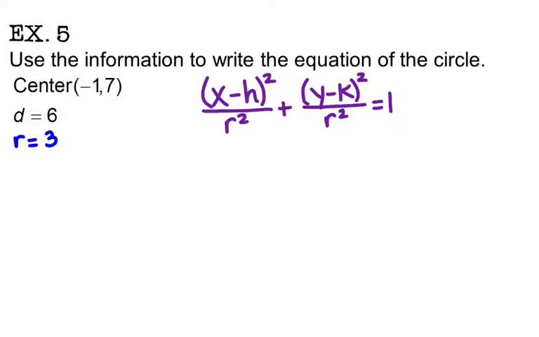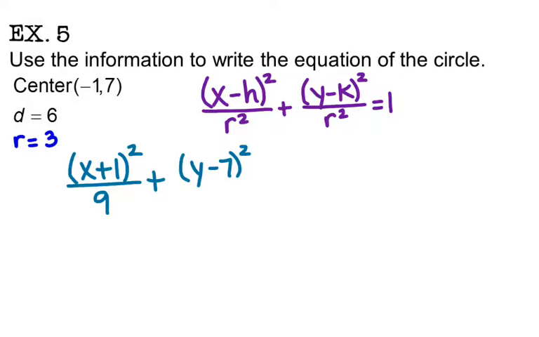When we plug in our center, remember they're going to change signs when we put them back in the parentheses. So this is going to be x plus 1 all squared over, and we have to square our radius, so 3 squared is 9, plus y minus k all squared, so that's going to be y minus 7 all squared over 9 equals 1.